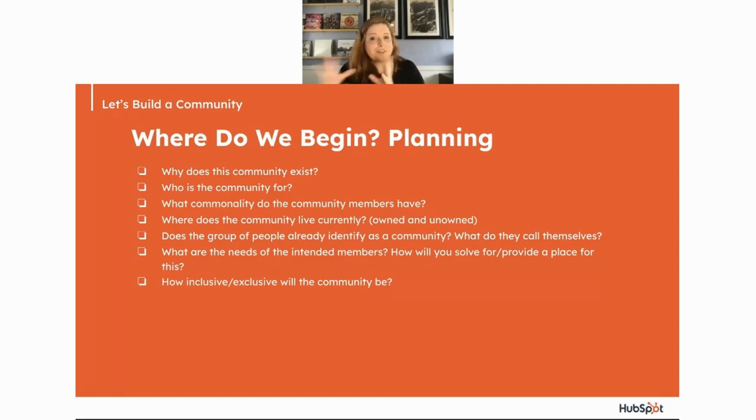And now that you have these people, now that you know who you want, what motivates them? What do they want? What do they care about? What's important to them? Is there a problem they're trying to solve? Do they want connection? If so, what kind of connection? What's going to be a draw for them, so that you can make sure there is value in that community? And then, how inclusive and exclusive is it going to be? What's the cutoff? Where do you draw the line between who can be a member and who can't?